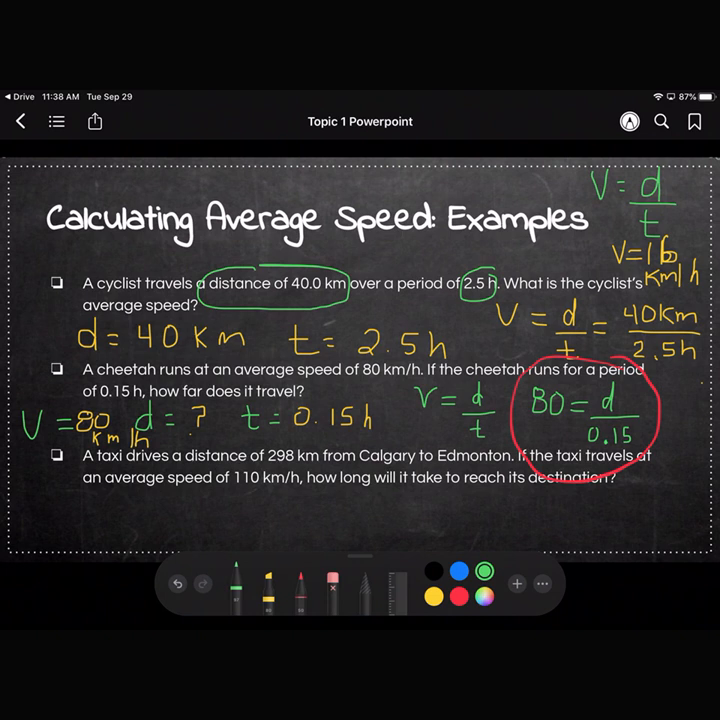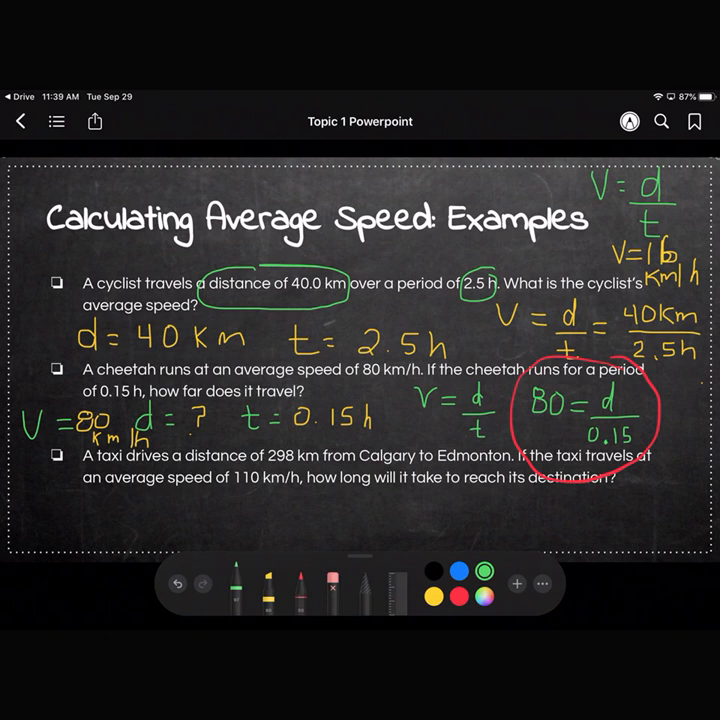But let's not confuse ourselves here. Our main purpose is that we want to move all of the numbers to one side and keep all of the letters on the other side. So what number do we want to move to the left? Do we want to move 80 or do we want to move 0.15? We want to move 0.15 because we want to keep D on the right and we want all the numbers on the left. So how do we get 0.15 to the left?